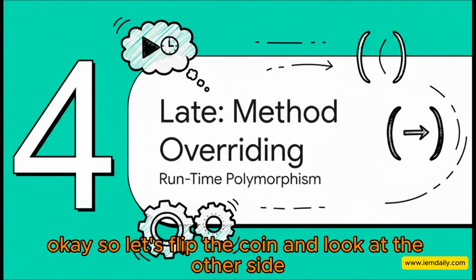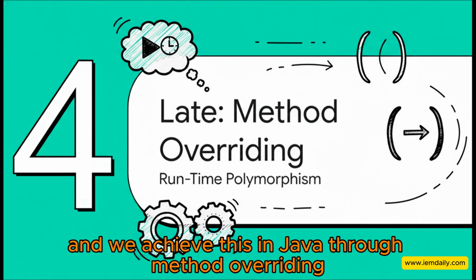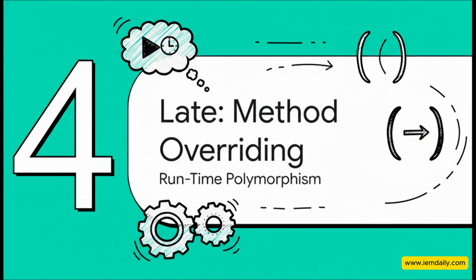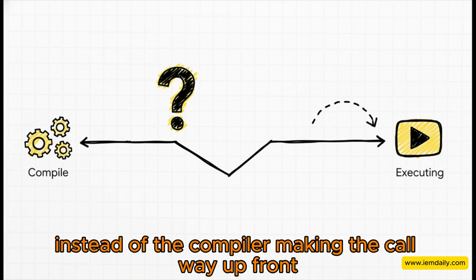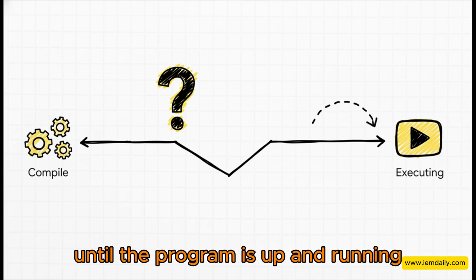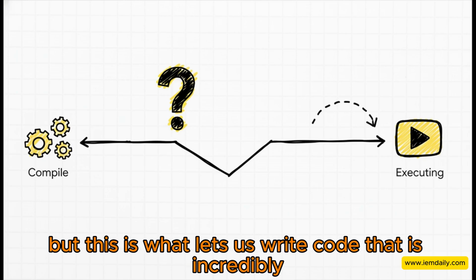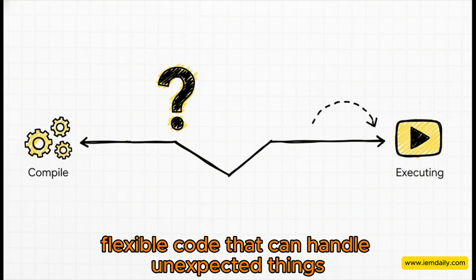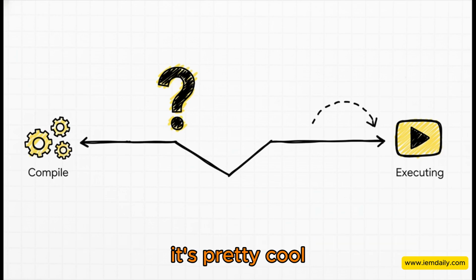Okay, so let's flip the coin and look at the other side, the late decision maker. This is runtime polymorphism, and we achieve this in Java through method overriding. Now this is where things get really dynamic. Instead of the compiler making the call way up front, the actual decision is put off until the program is up and running. It might not sound like a huge deal, but this is what lets us write code that is incredibly flexible, code that can handle unexpected things, or work with objects when we don't even know their exact type yet. It's pretty cool.